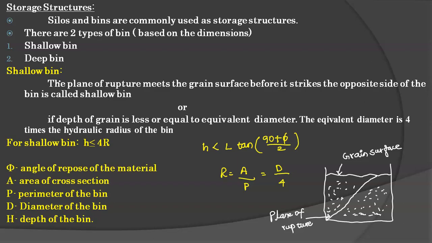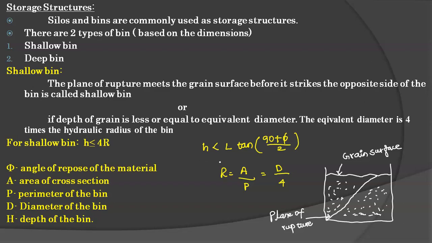Now, the shallow bin is one where this is the plane of rupture. When the plane of rupture meets the grain surface before it strikes the opposite side of the bin, it is known as a shallow bin. So the depth of the grain is less than or equal to the diameter. The equivalent diameter is 4 times the hydraulic radius, that is, D is equal to 4R, 4 times the hydraulic radius of the bin.